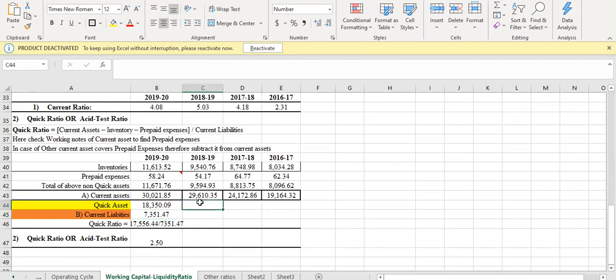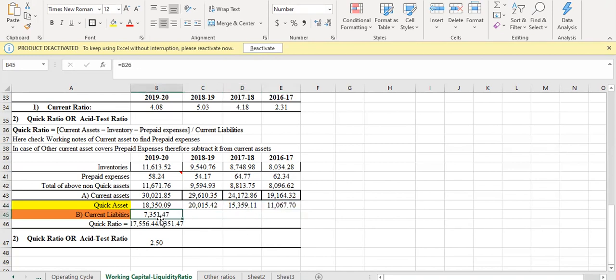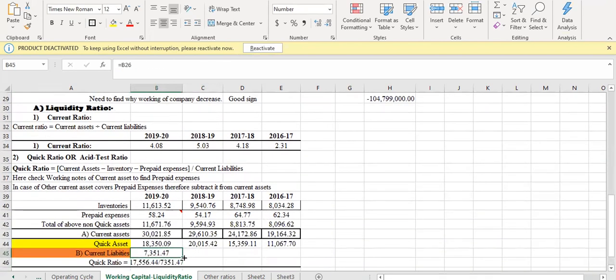I repeat, quick assets equal to this current assets, correct, minus this non-quick current assets. So I am able to get all quick assets of Gloucester Limited. Quick assets equal to current assets minus non-quick current assets. Non-quick means what? Inventory plus prepaid expenses. So in this way I have calculated for 4 years, you will be calculating for 5 years. Then the current liability, I have taken the data from our working capital statement, which is already available, same as it is, and the same field I am copying here.